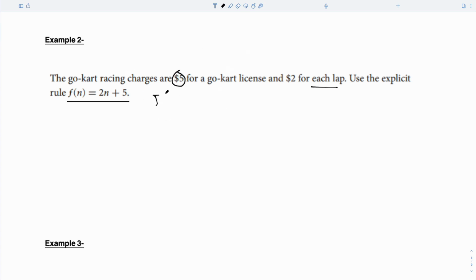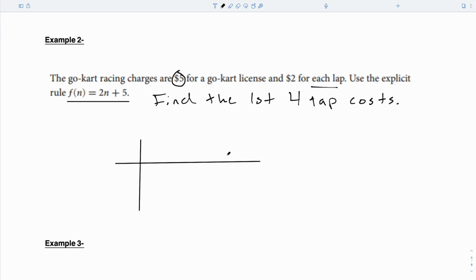They want you to find the first 4 lap costs. So if you go on 1 lap, how much does it cost? If you go on 2, how much does it cost? If you go on 3, how much does it cost? You might be able to do this one mentally. Let's set up the table just so it's in your notes.